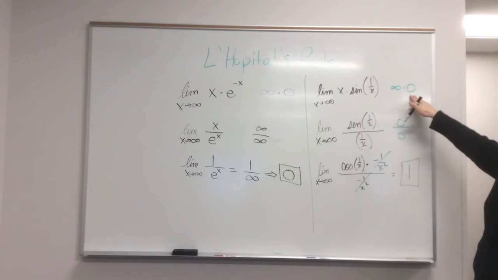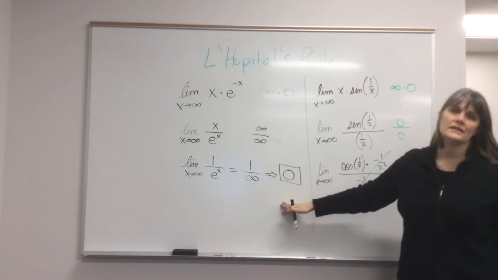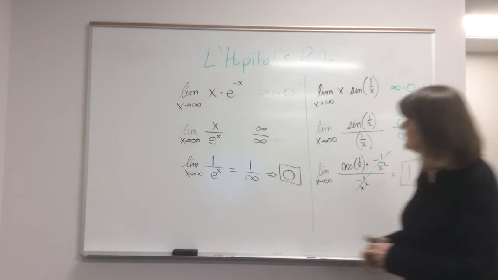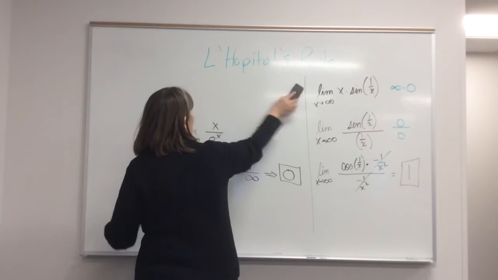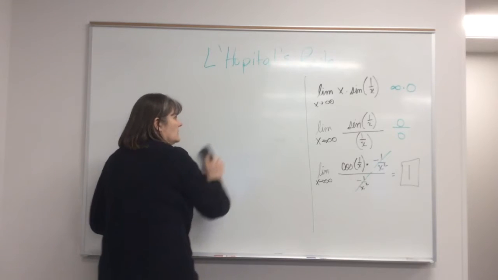So in this case, we found that the limit when we had infinity times 0 was 1. In the previous case, it was 0. There is a third case, and these are all listed on the worksheet on the website.